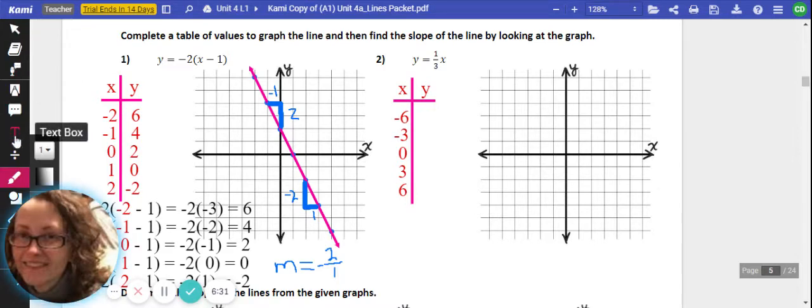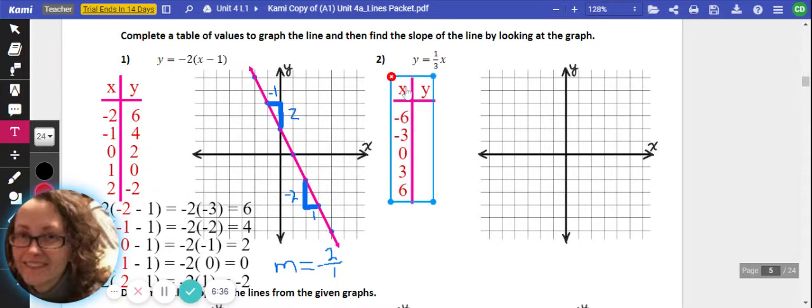So let's go ahead and take a look at the next problem. Now you notice when I created the table of values for this next problem, I did not pick my standard -2, -1, 0, 1, and 2. And that's because I have that fraction. I wanted to pick numbers that, when I divide by 3, as my fraction is telling me to do, I'm going to be taking each of these x values and dividing it by 3. Remember that fraction bar can represent division too.